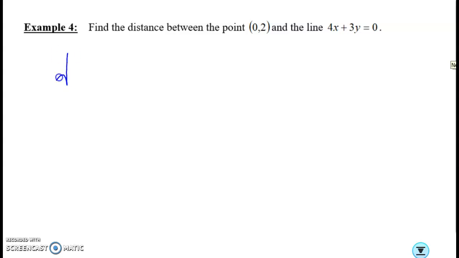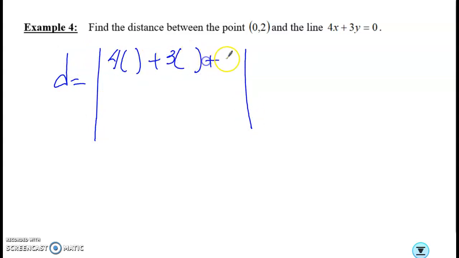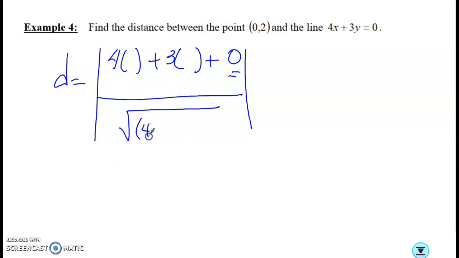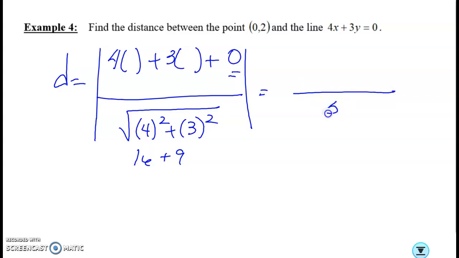Okay, so the distance between the point and the line, we need the equation of our line, which is 4x plus 3y, and we don't have a c, but we will sometimes, so it's really just plus 0, divided by the square root of a squared plus b squared. And down here, this is 16 plus 9, which is 25. So the square root of 25 is 5.